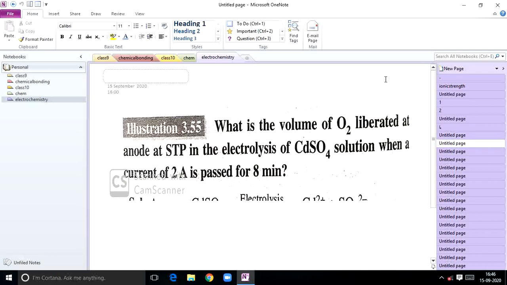So next, what is the volume of oxygen liberated at anode at STP in electrolysis of cadmium sulfate when a current of 2 amperes is passed for 8 minutes? So here cadmium sulfate on electrolysis you are going to get Cd2 plus plus SO4 2 minus.